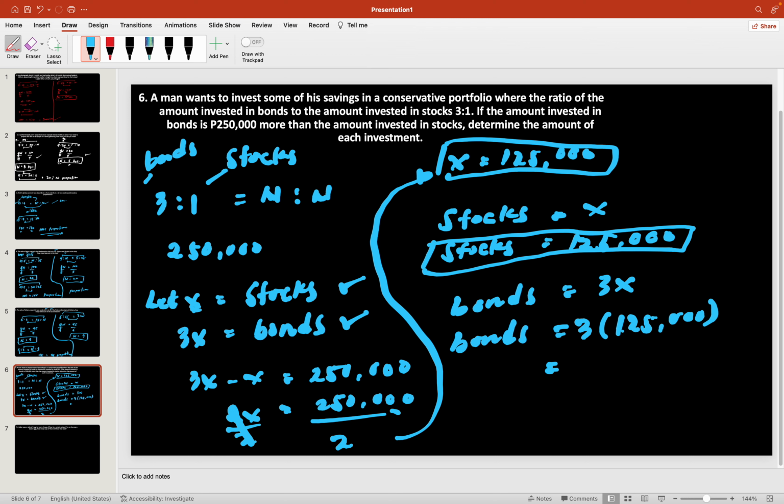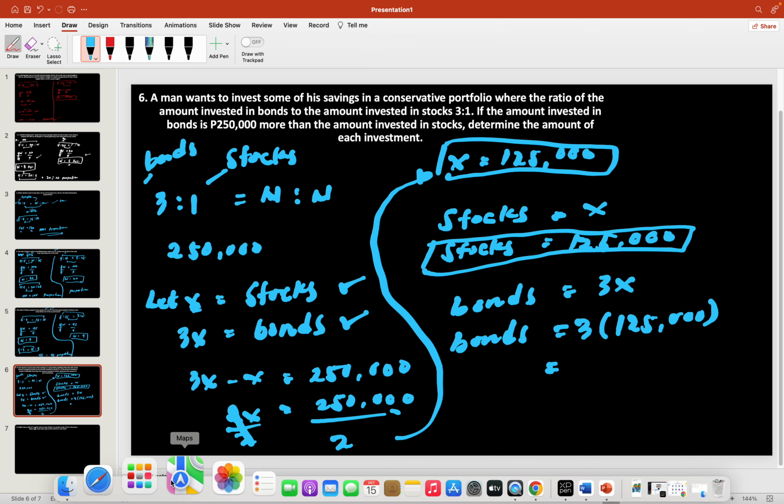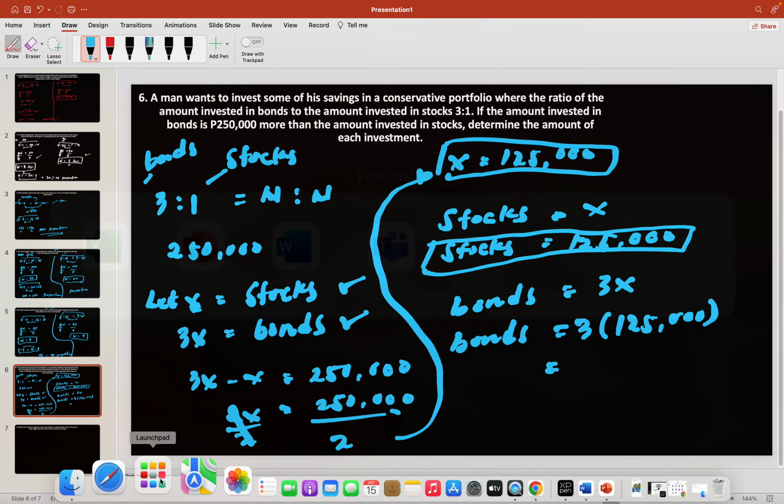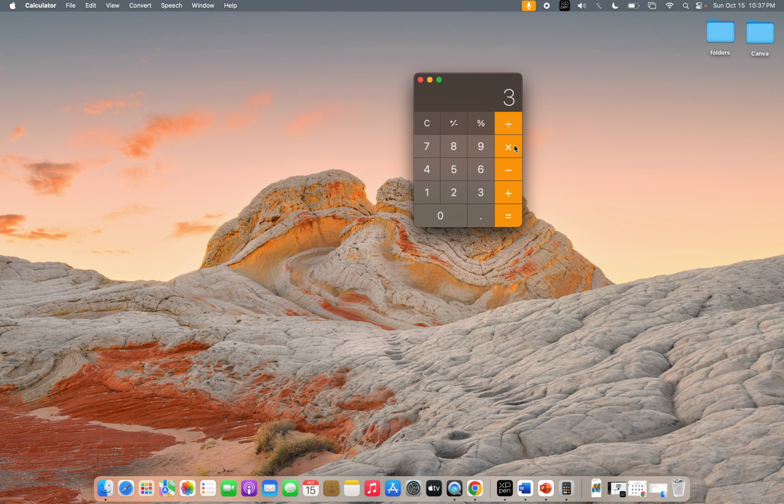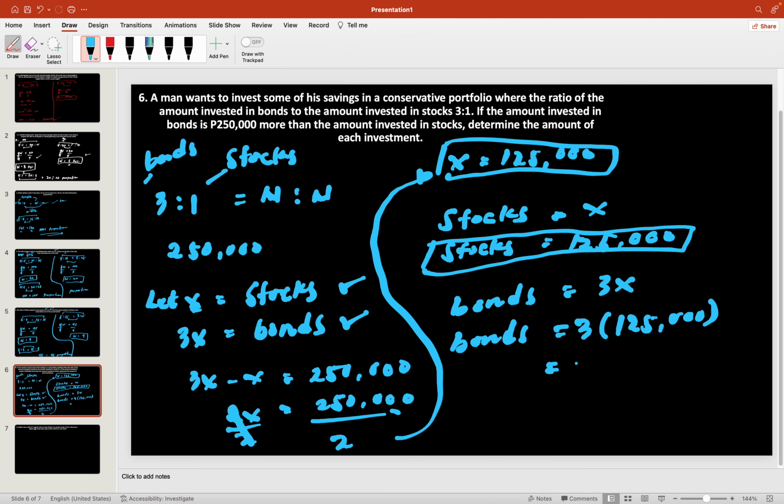3 times 125, this is equivalent to 300. I mean, yeah, is that correct? Sandali lang natin. So we have 3 times 125, 3 times 125 equals 375k. Okay, so this is 375,000. Then this is for the bonds.